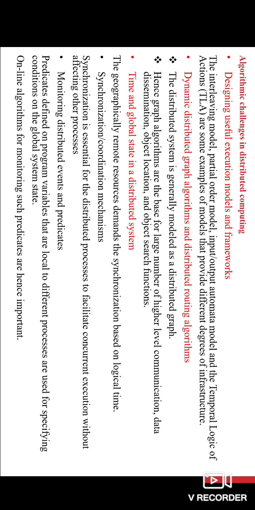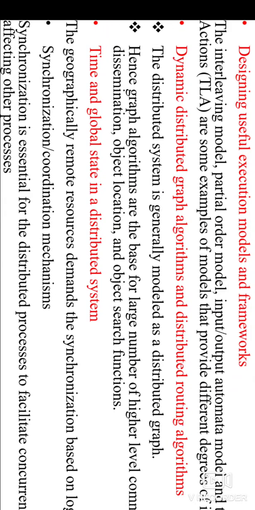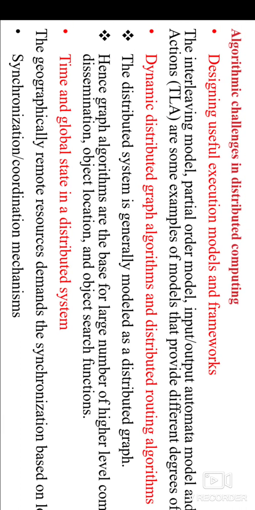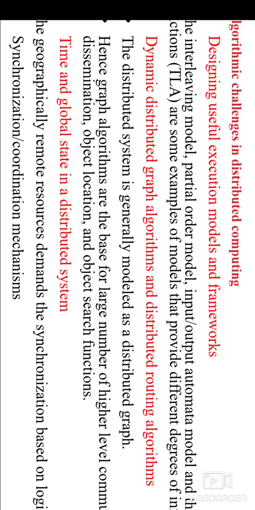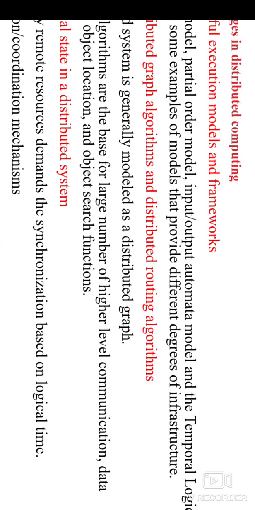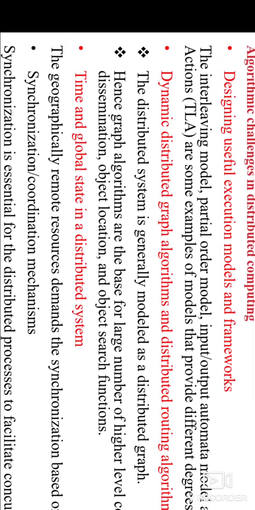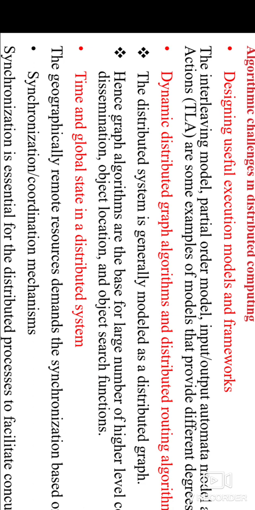Then the second category is algorithmic challenges in distributed computing. So under that, the first main challenge is designing useful execution model and framework. So we can use many execution models and frameworks for distributed system. In particular, some of the models frequently used are interleaving model, partial order model, input-output automata model, and the temporal logic of the action. So they are frequently used models.